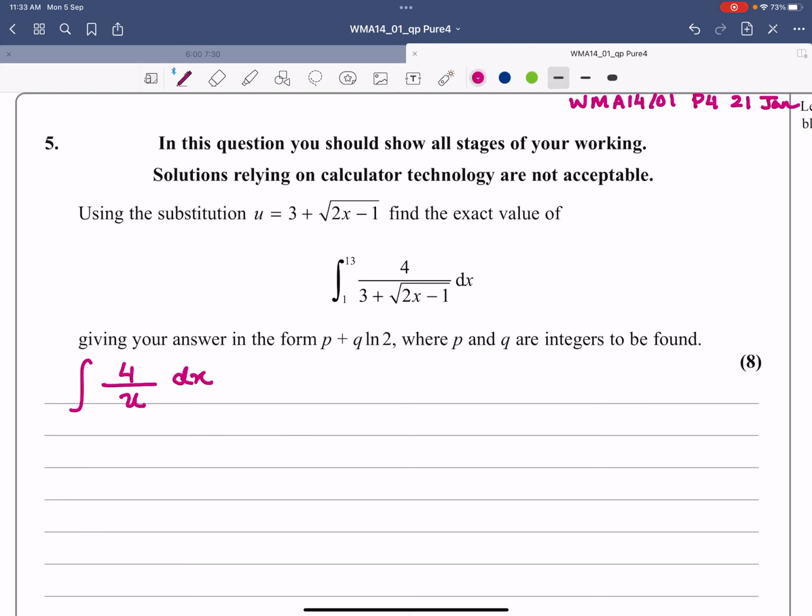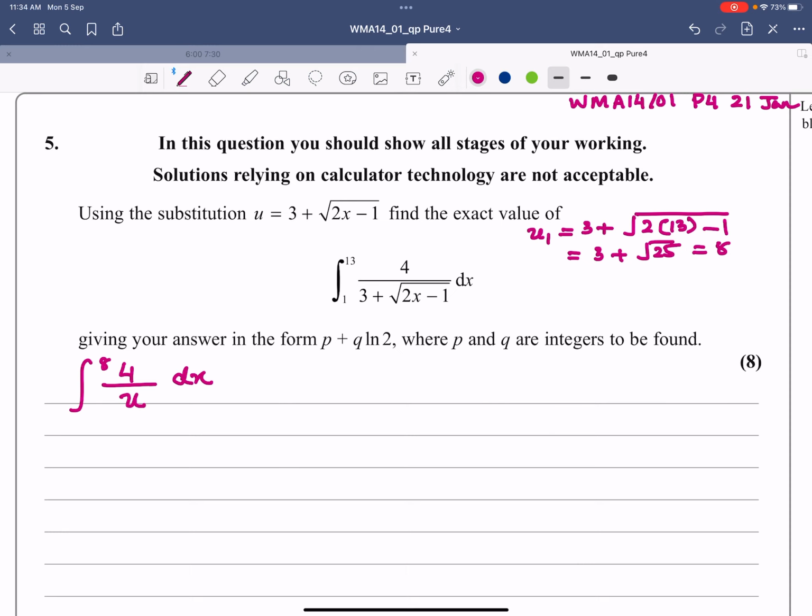So we have the formula for calculation of u, which is this one. We can calculate, so for the upper limit, I'll call it u1, I have 3 plus square root of 2 into 13 minus 1. So that is 3 plus 13 2s are 26 minus 1, 25. So that is 5 plus 3, which is 8. So the upper limit here is 8.